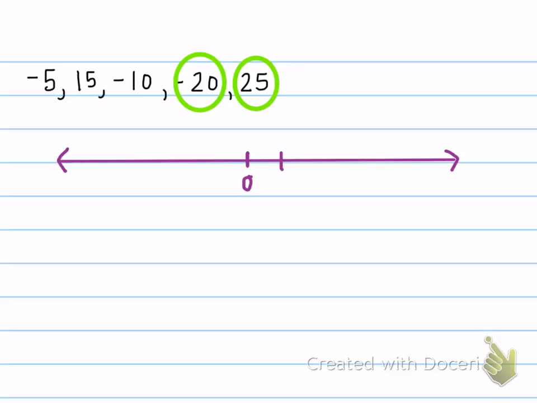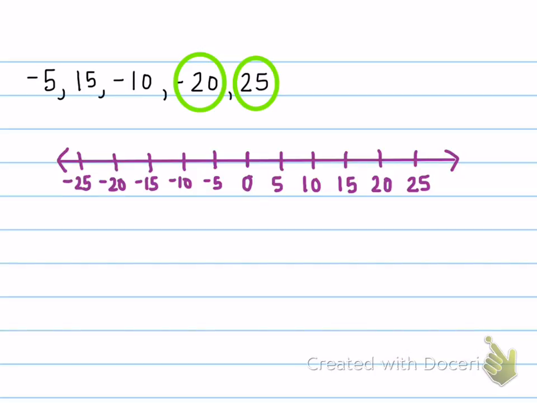5, 10, 15, 20, 25. Do you notice that you have to make sure that your intervals look the same? You don't want to be sloppy with this. You want to be precise. And -5, -10, -15, -20, -25. Again, using equal intervals because you need to use equal intervals.